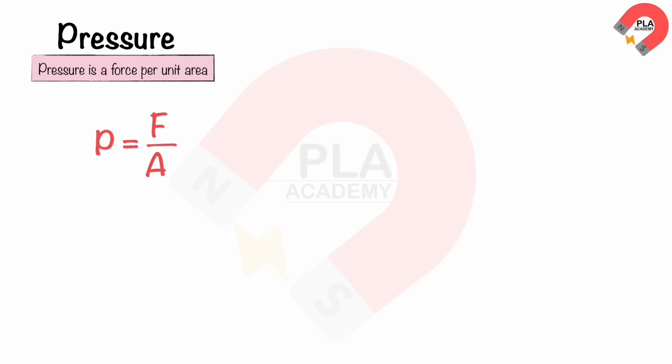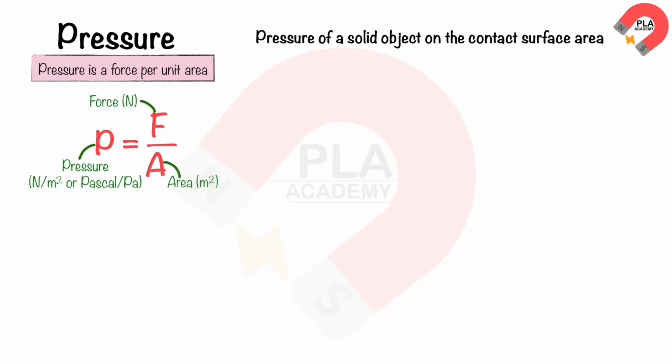Pressure. Pressure is defined as force per unit area. We can write the equation of pressure as P equals F divided by A, where P is the pressure in newtons per meter squared or pascals, F is a force in newtons, and A is the area in meters squared. Pressure of a solid object on the contact surface area.